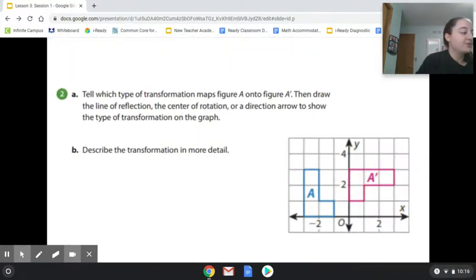For part 2, which is also on page 47, it's asking you to tell what type of transformation maps figure A onto A prime, and then you're going to either draw the line of reflection, the center of rotation, or a direction arrow to show if it was translated. So you're going to say what type of transformation took place, and then describe it in more detail.